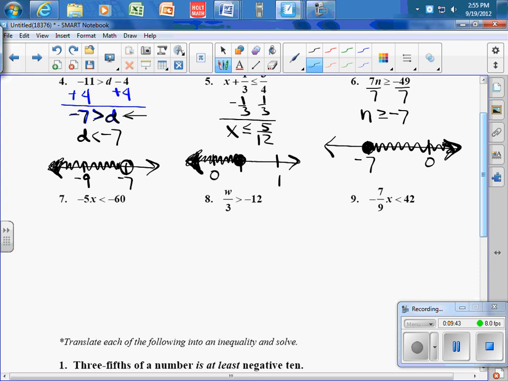In number 7, oh, and by the way, on your paper, leave some space here, as we're going to be needing that space to write in a few other things in just a few minutes.